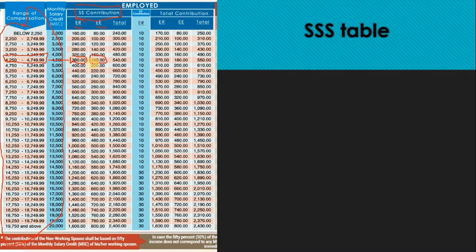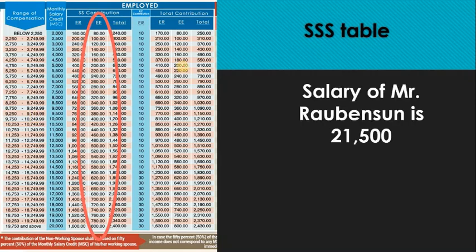Since this video only focuses on the deductions of the employee or worker, we are going to check only the EE, or the employee's contribution. Okay, so let me erase this one for a while. Okay, there you have it. So we are only going to focus on this one, from 180 up to 800, at the same time with the compensation range. Okay, so I have here an example.